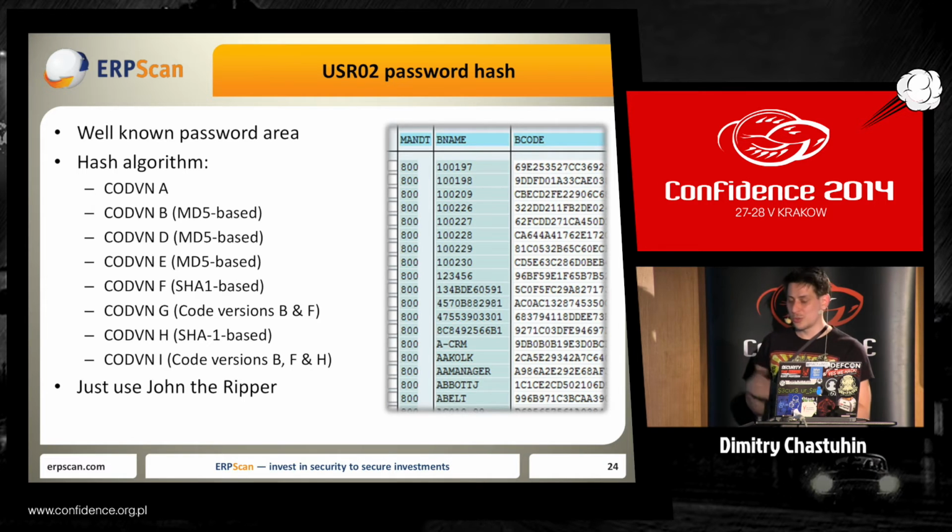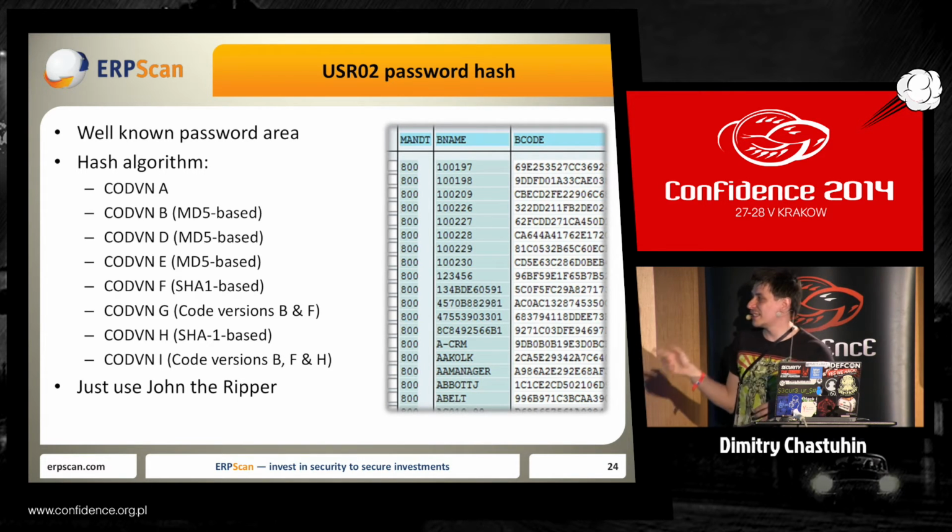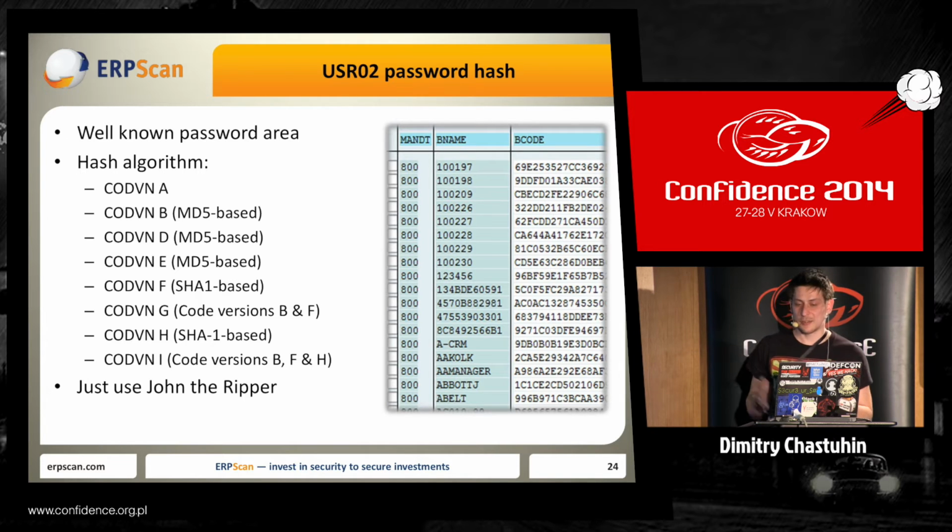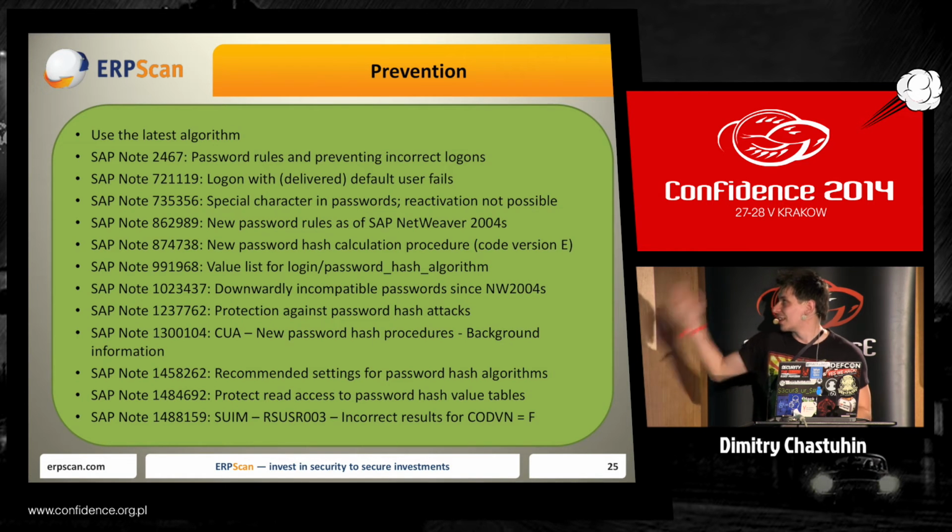For hashing, SAP uses a few algorithms, like codings A, B, D, E, F, G, H, I. The first 5 I do not recommend using. They hash only the first 8 characters of the password and do not care about case sensitivity. That's why this hash is very easy to brute force. Others are based on the SHA-1 algorithm, but anyway you can still use the John the Ripper tool for brute forcing them. It's not so interesting. There are a lot of SAP notes about that.